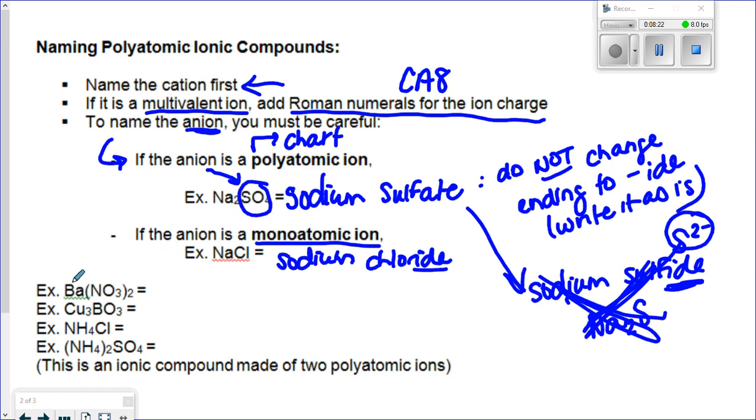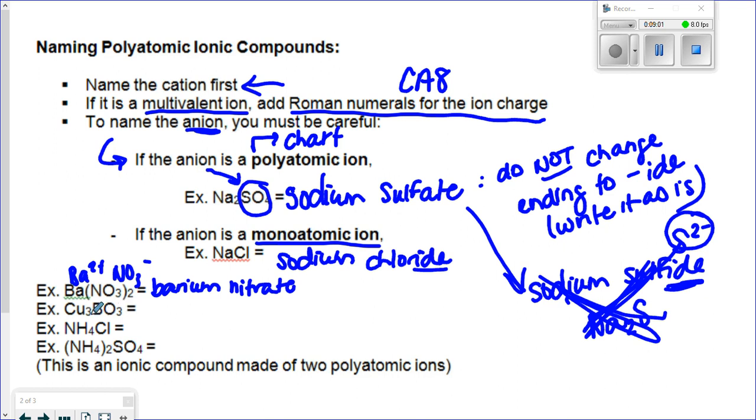So just a little bit more practicing naming there. Barium and NO3. Looking for NO3, we see it's NO3 with a 1 minus, which makes sense with barium because barium forms a 2 plus. NO3 forms a 1 minus, so we need 2 of those NO3s in order to balance the charge. The way that we name this is barium. Barium is not multivalent. Barium can only form a 2 positive, so we would name that barium nitrate.